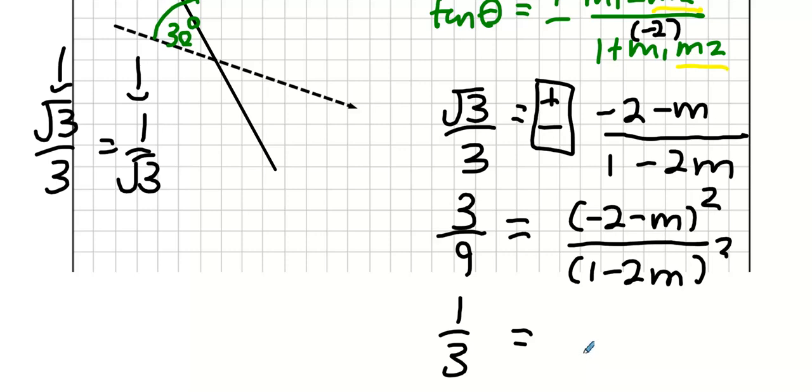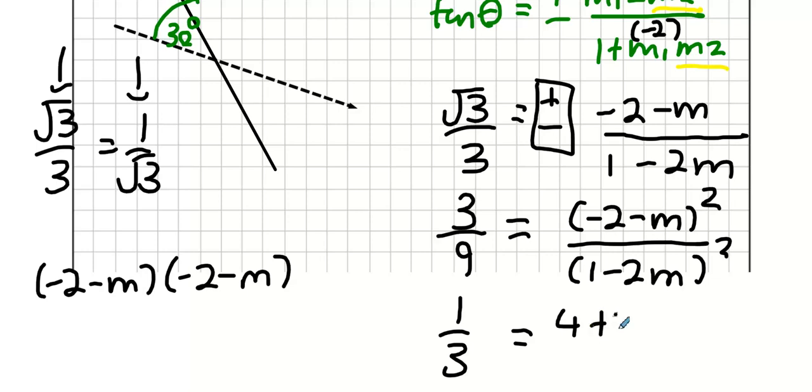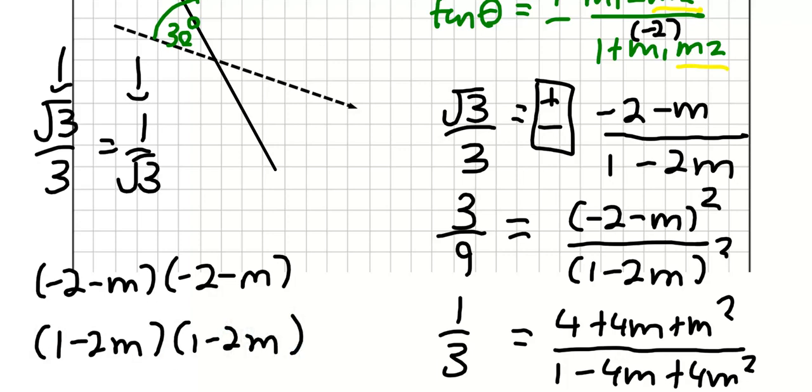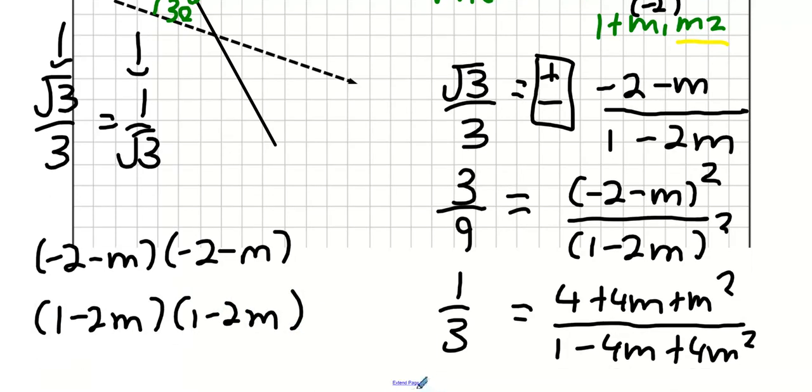So, just the way I'm electing to do it. So let's square this out. So I'm doing minus 2 minus m by another minus 2 minus m. And what I'm going to get here is 4 plus 4m plus m squared. And then on the bottom, I'm going to get 1 minus 4m plus 4m squared. And in both cases, I'm multiplying the bracket out twice. Okay. Happy days with that.